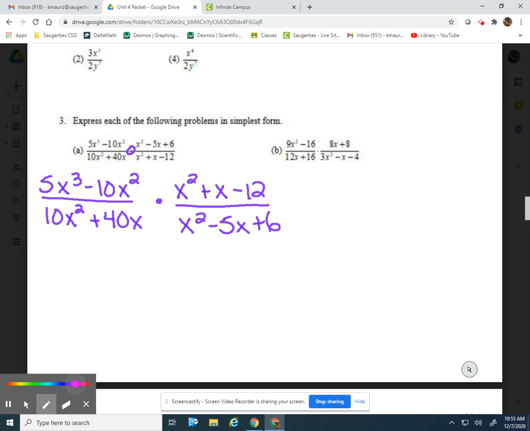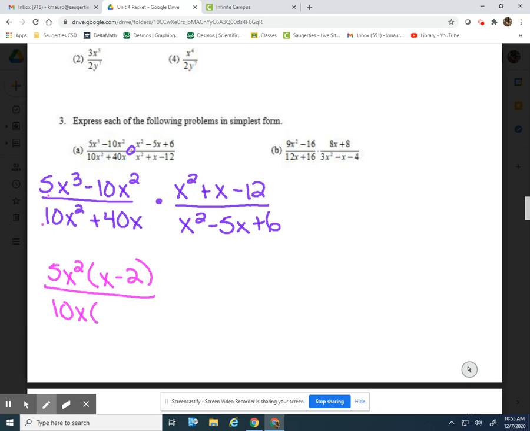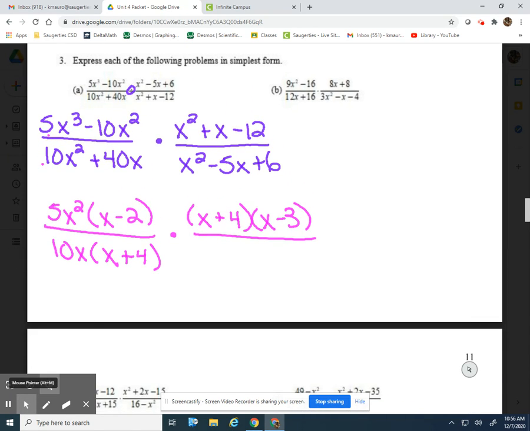Now I'm going to factor everything. First one over here, that is a GCF. So I'm going to take out a 5x squared, and I'm left with x minus 2. This guy right here is a GCF. I'm going to take out a 10x, and I have x plus 4. And then that's a trinomial. Multiply to negative 12, add to 1, so x plus 4 and x minus 3. And then the bottom, multiply to positive 6, add up to negative 5 is minus 3 and minus 2. X minus 3, x minus 2.